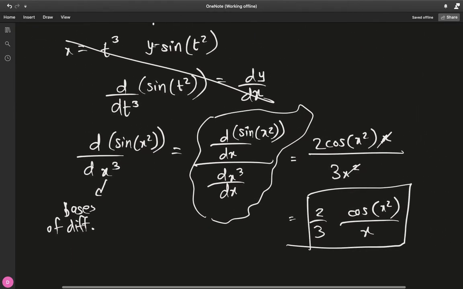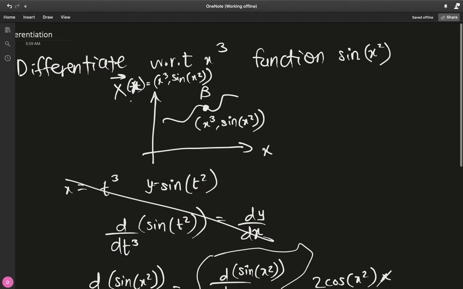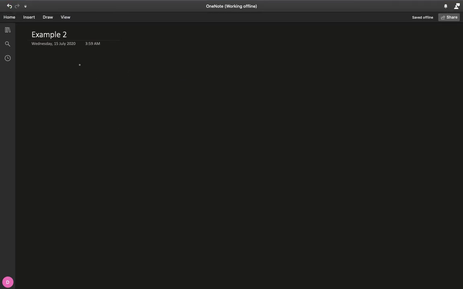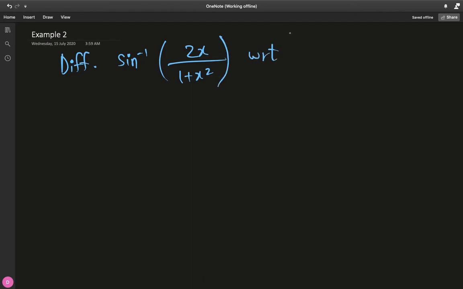Okay, so let me do a few more examples with this kind of language, just to drive home the point. So example number 2 goes like this. They're telling us to differentiate sine inverse of 2x over 1 plus x squared with respect to cosine inverse of 1 minus x squared over 1 plus x squared.